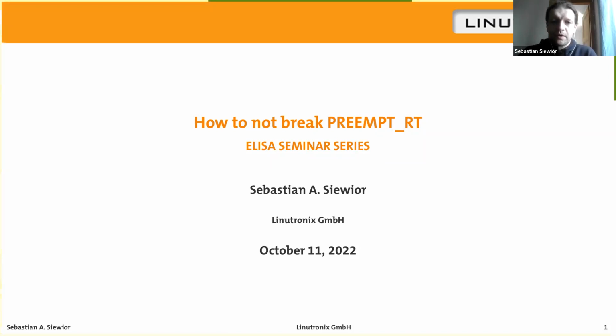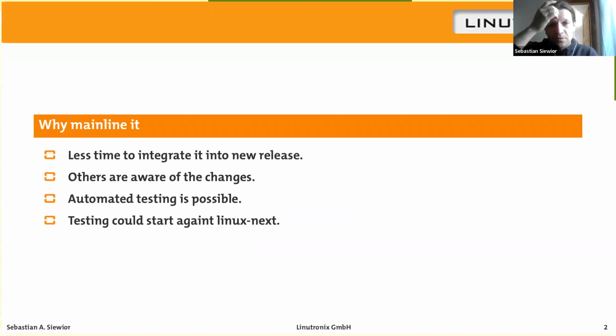I would like to give a talk on how to not break PREEMPT_RT. We're getting close to getting it mainline, so I want to start with why we try to mainline it in the first place. The reason is simply that we would like to spend less time on integrating it into every release and spend more time polishing it and getting it to work better as far as possible.